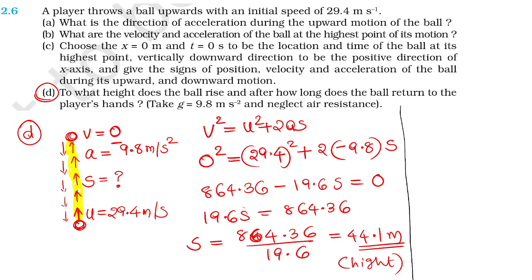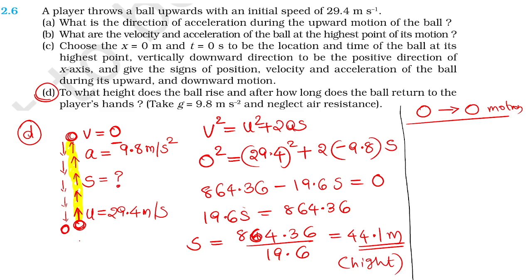The initial position is this. Let me denote it by O. After going up, the body will go downward and finally reach O. So O to O motion, understood? O is the initial position. The body going up and going down.